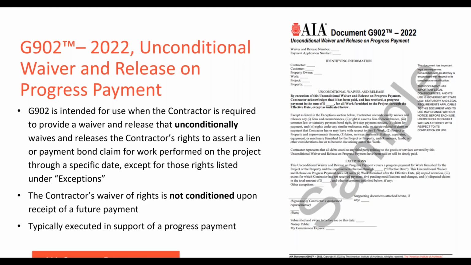Because this is an unconditional form, it contains bold language near the top of the form stating that the contractor acknowledges that it has been paid and has received a progress payment in a specified amount for its work performed on the project for the period covered by the progress payment. So we tried to make that obvious, so users will actually read it to know what they are signing with that bold language. Yeah, it's bolded for a reason. Yes.